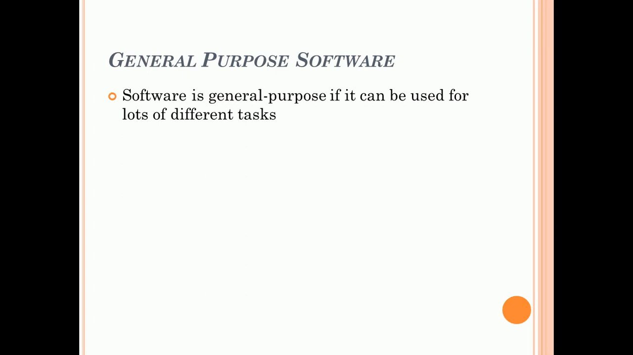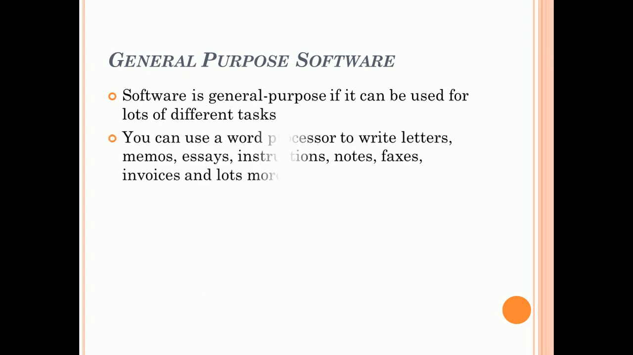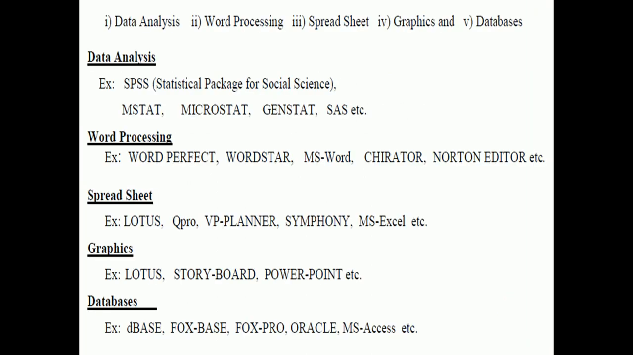That is called general purpose software. These are the examples of general purpose software. For word processing, we use Microsoft Word, WordStar, WordPerfect, Norton Editor. All these are for word processing. For spreadsheet type, we use MS Excel. All these are different categories of general purpose software.